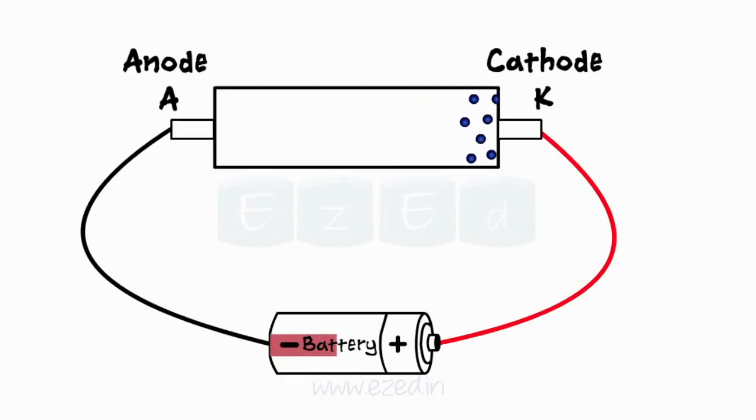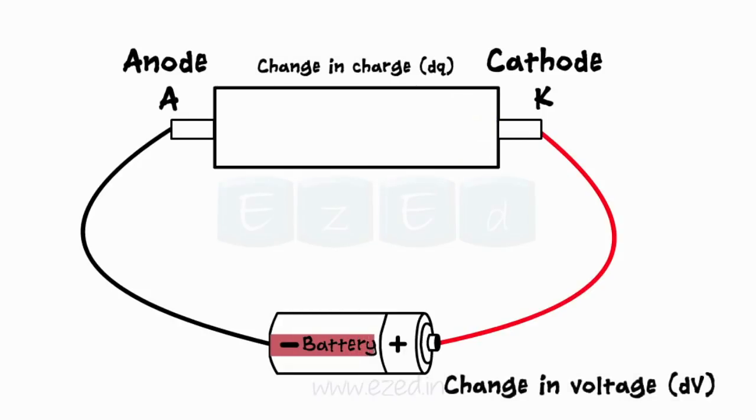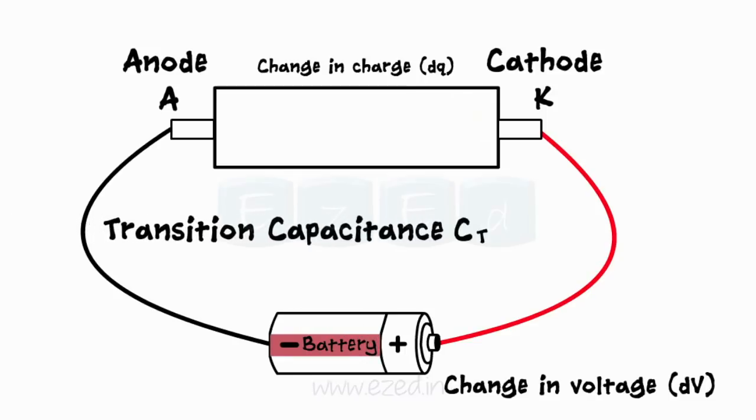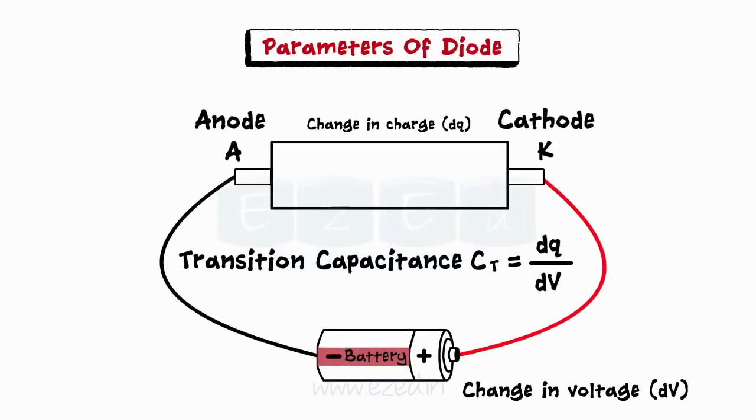During reverse bias, we get a change in charge as majority charge carriers move away from the junction, leading to the capacitance called transition capacitance, defined as change in charge due to change in voltage. CT equals dQ upon dV.